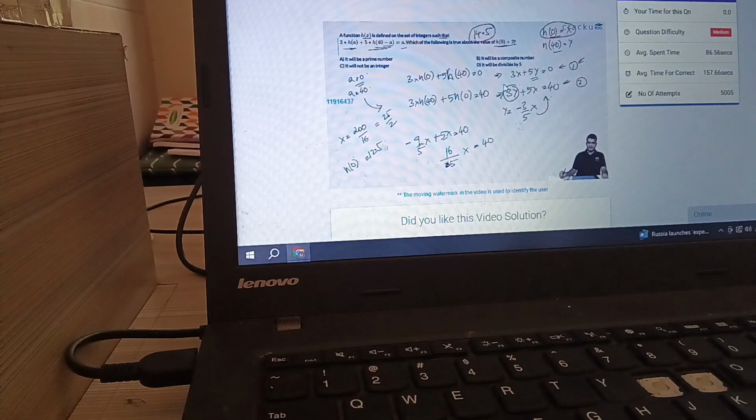Now let us look at all the options. The first option says that this is a prime number. This is not true because this is not an integer. The third option says that this is not an integer, which is true. The second option says that it is a composite number, which is also not true because this is not an integer. And the fourth option says that it is divisible by 5. This is also not true. So options A, B and D are not true. The only correct option is option C.